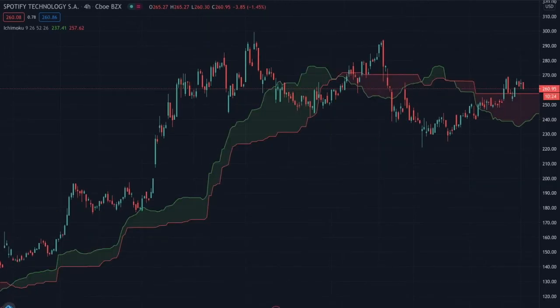Finally, we have the most important tool of the indicator, the Kumo Cloud. The cloud has two lines, the red line and the green one. They are known as span A and span B, but you don't need to know their names or how they are calculated. But you should know that these clouds act as major support or resistance levels.